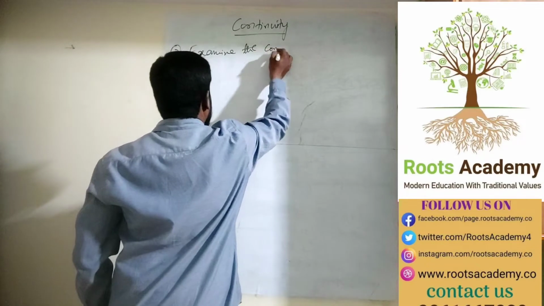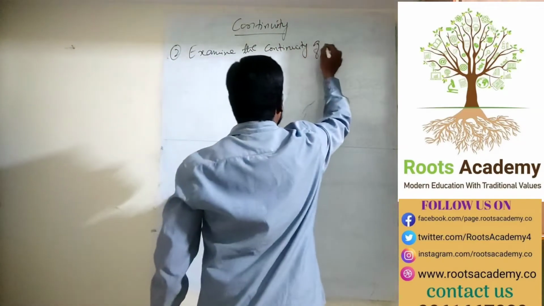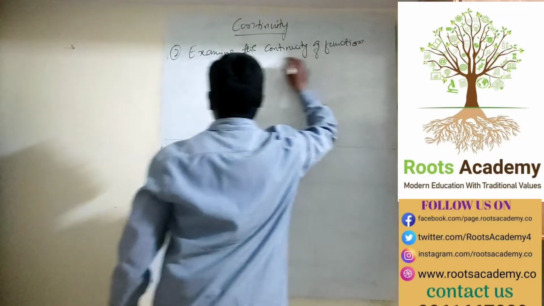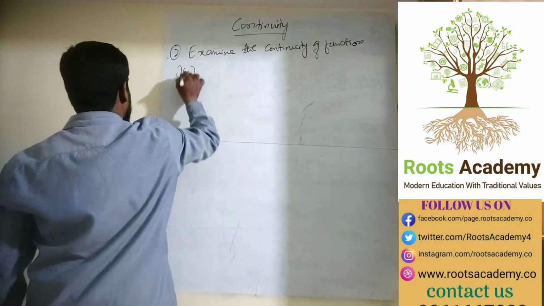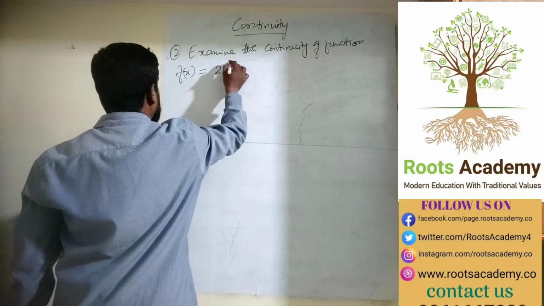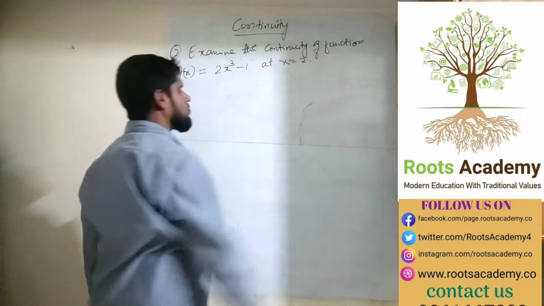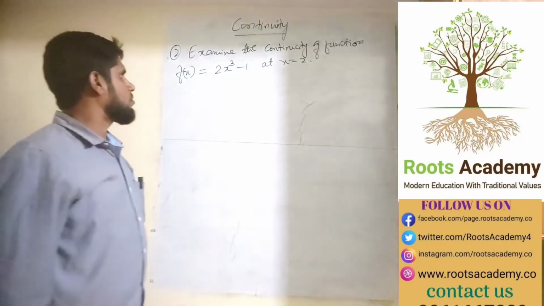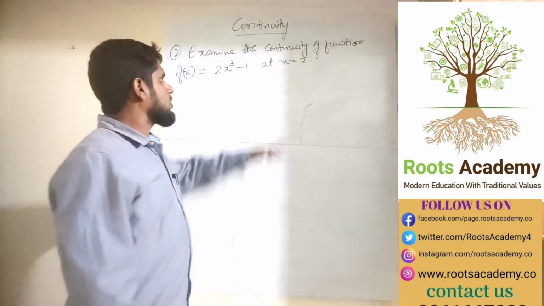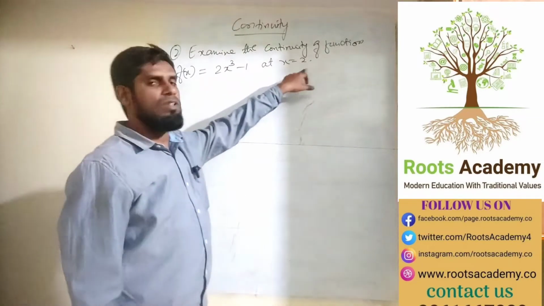Examine the continuity of the function f of x is equal to 2x cube minus 1 at x is equal to 2. Same method, since I have not given less than or greater than condition, I have directly taken x is equal to 2.